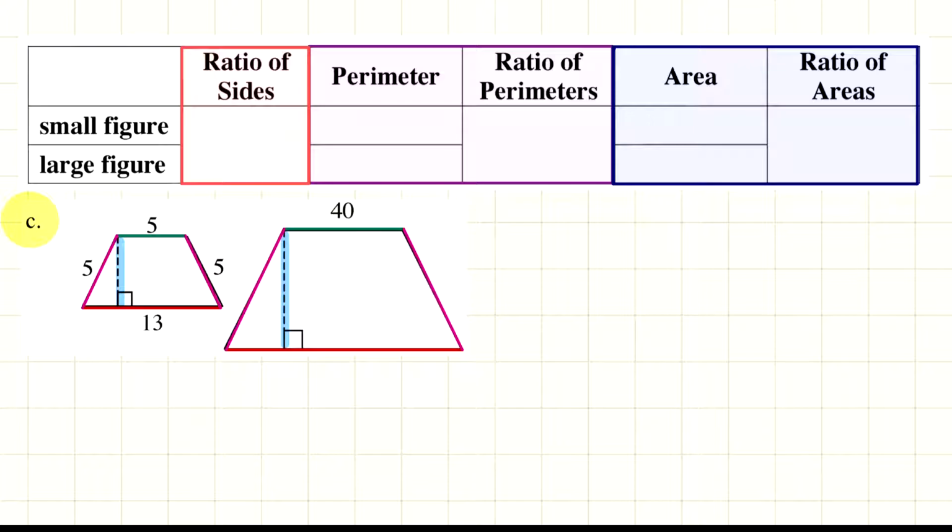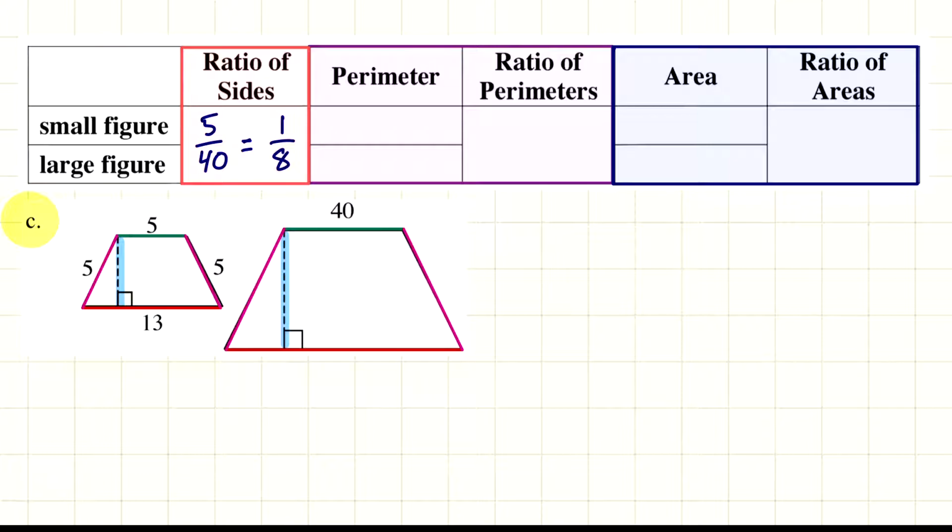All right, if you said 5 over 40, you were correct. You just have to reduce it. So if you reduce it, this should equal 1/8. What's 5 divided by 5? It's 1, and 40 divided by 5 is 8.